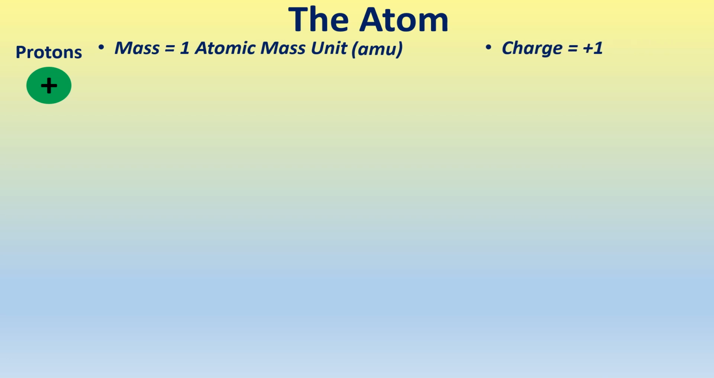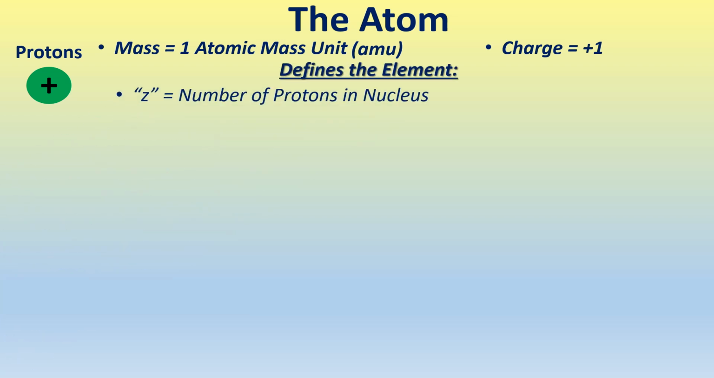Chemically speaking, the proton is the fundamental unit, because the number of protons defines the element. Z is the number of protons in a nucleus, and this is the atomic number.